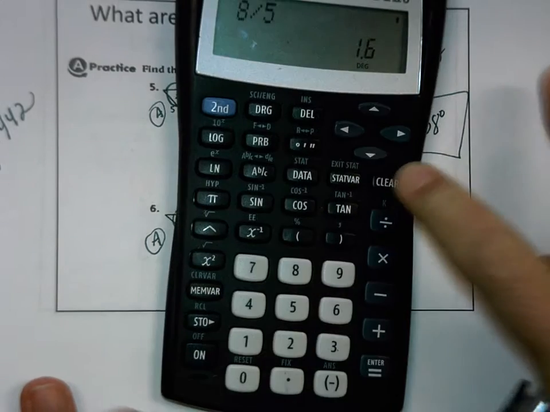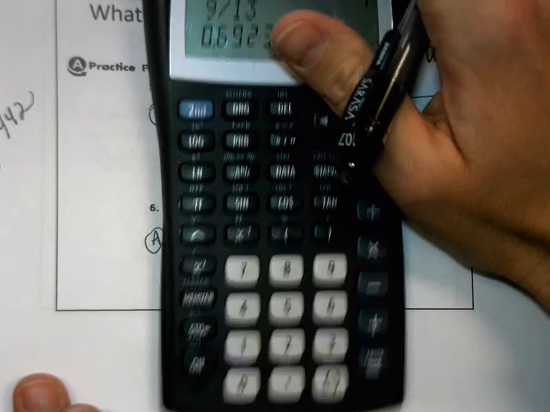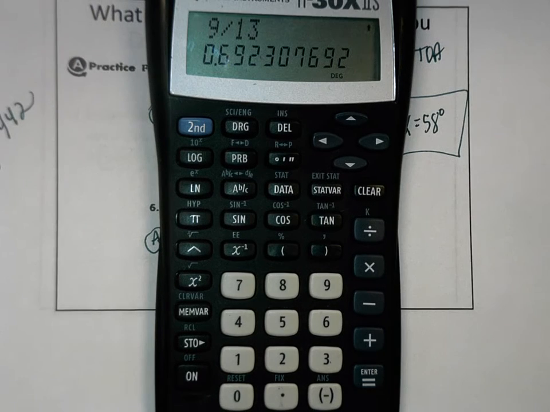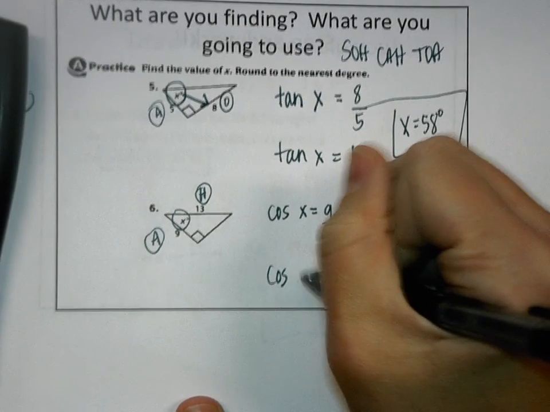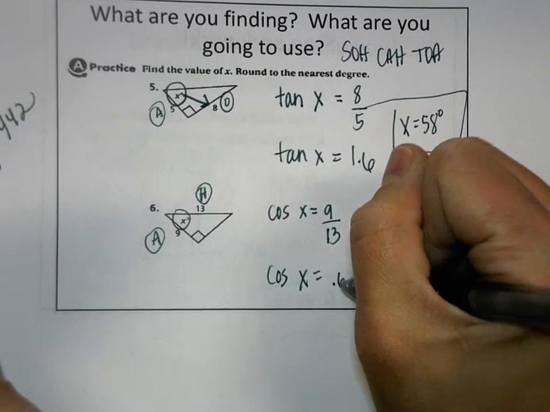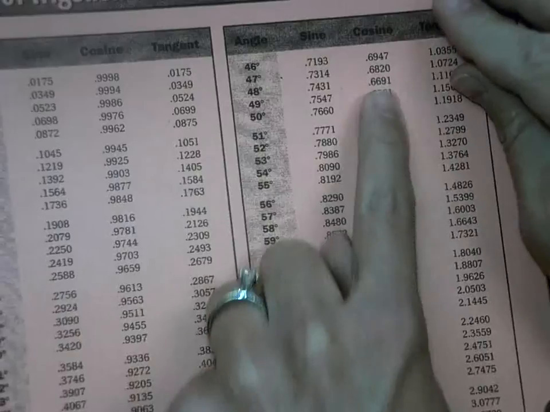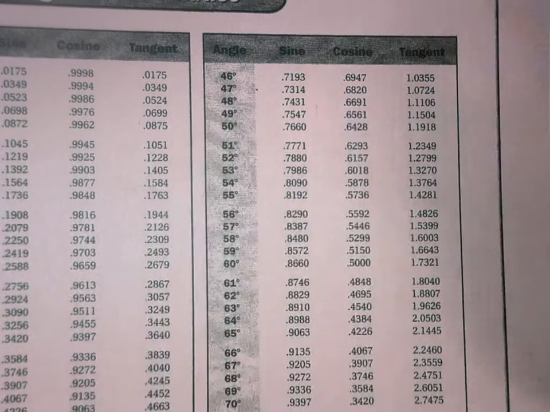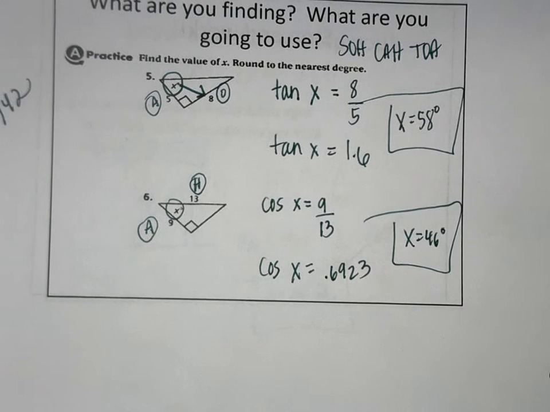In your calculator, 9 divided by 13 is 0.6923. Go out 4 decimal places because on our trig sheets, it's 4 decimal places, right? Okay, so cosine x equals 0.6923. So cosine 0.6923, our closest is right here. Okay, and so that is at 46 degrees. So x equals 46 degrees. Questions before we move on?